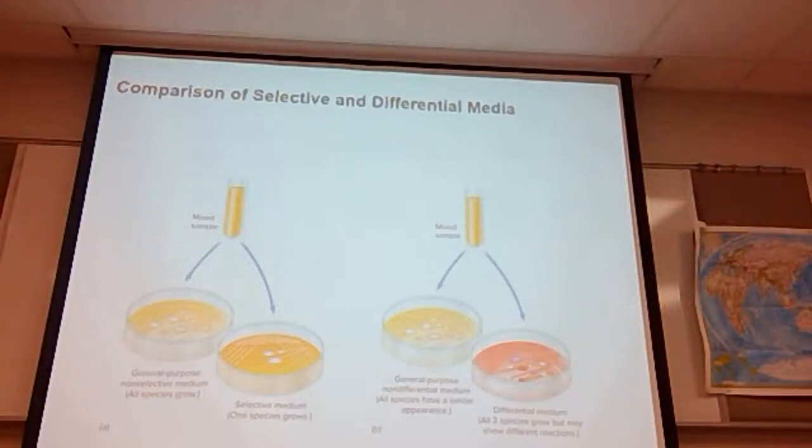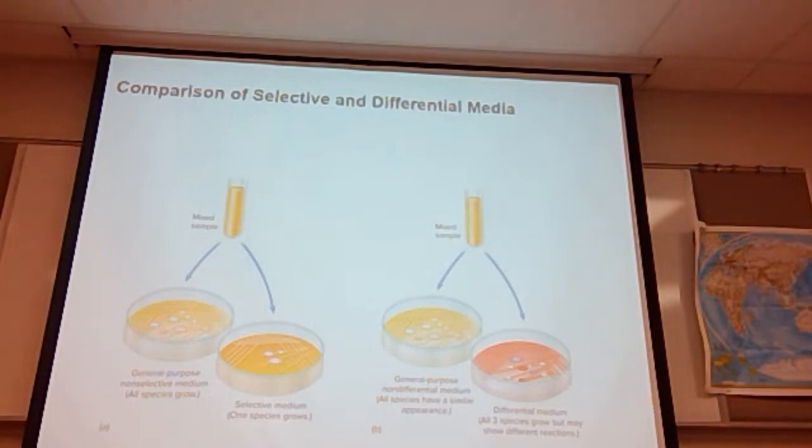And then here's an example of selective and differential medias. Here's my mixed sample in this tube. We put it onto a general purpose media and we see varying different sizes and colors of organisms here. But over here, only one species is growing. Yes, they're different sizes, but they're all the same color. Whereas over here, it's kind of hard to distinguish, but these ones and these ones are different colors.